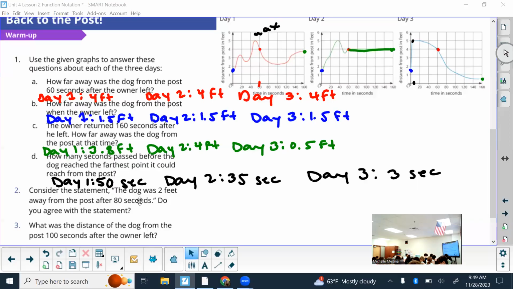For number 2, the dog was 2 feet away from the post after 80 seconds. Do you agree with that statement? Yes. And for which day are you referring to? All of the days, one of the days.